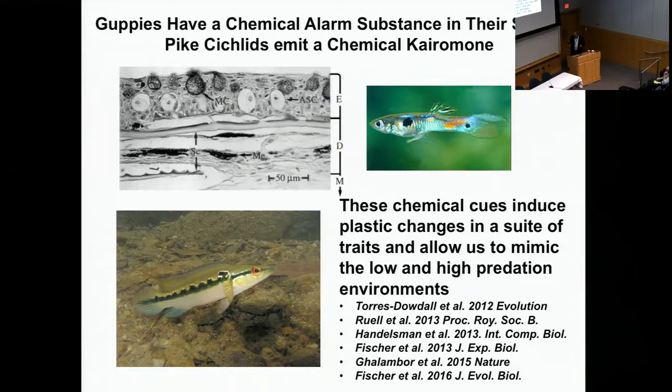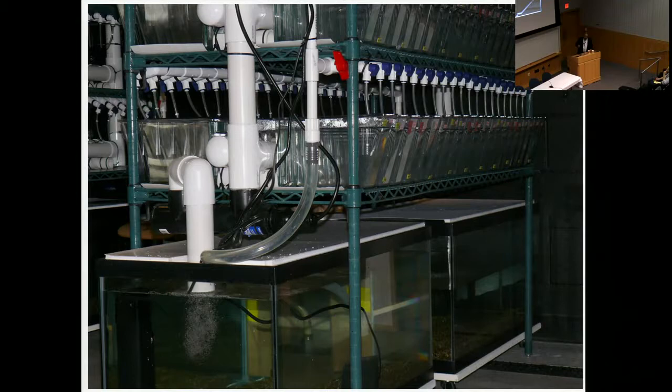They retreat back to the top of the tank and curl up and look as if they're afraid for their lives, even though there is no visual cue around. And we've shown now in a series of papers that just the presence of this chemical cue induces a whole series of plastic responses in a wide diversity of traits. So we can mimic the ancestral environment of the predator and the derived environment in the absence of the predator just by putting a guppy a cichlid into the water supply.